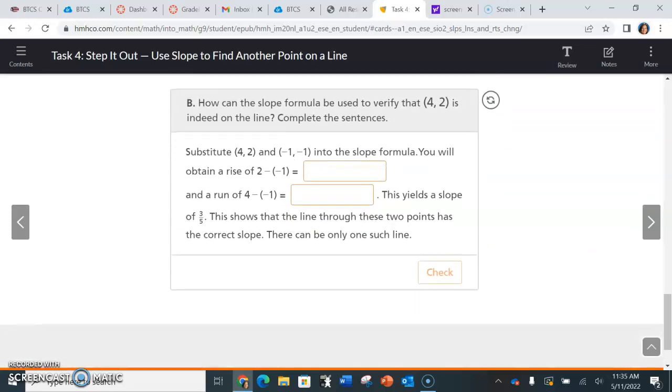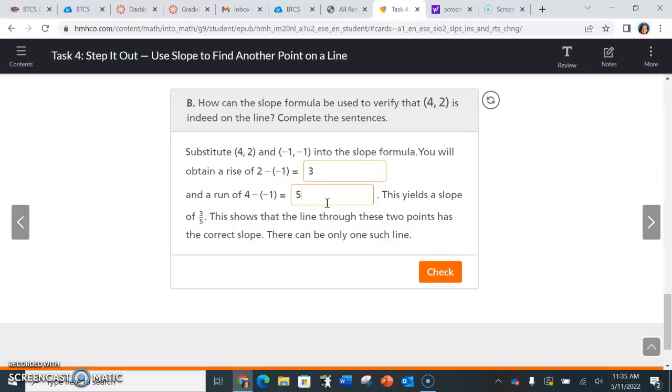All right, so it says, how can the slope formula be used to verify that (4, 2) is indeed on the line? Complete the sentence. Substitute (4, 2) and (-1, -1) into the slope formula. You will obtain a rise of, so we can do 2 minus -1. So they're doing y minus y, so 2 minus the -1 here, so 2 minus -1 would be 2 plus 1, or 3. And then a run, so your difference of x's, 4 minus -1 would be 4 plus 1, or 5. This yields a slope of 3/5.